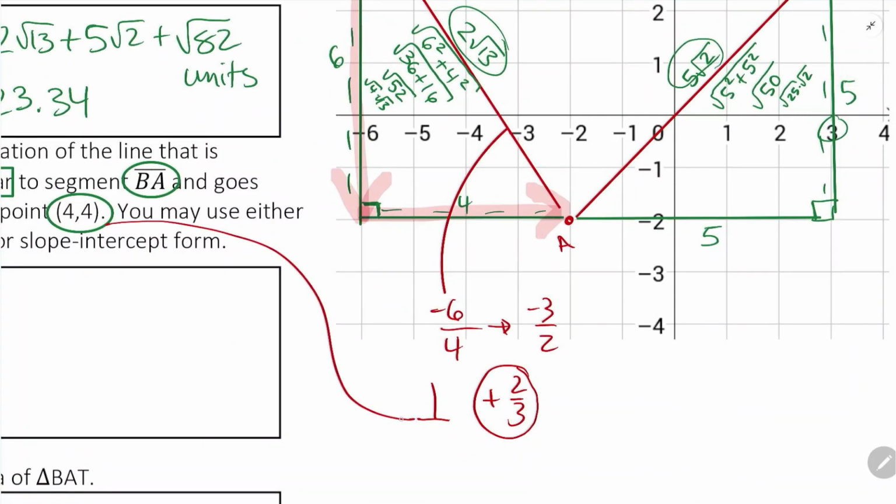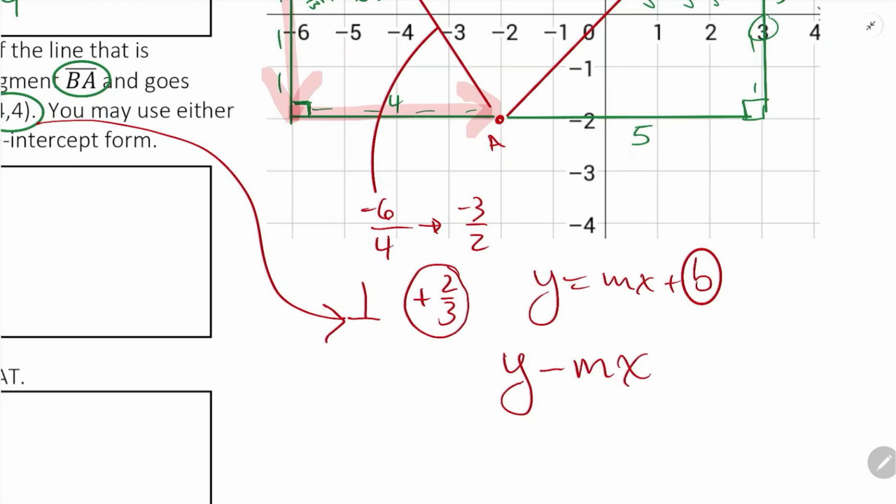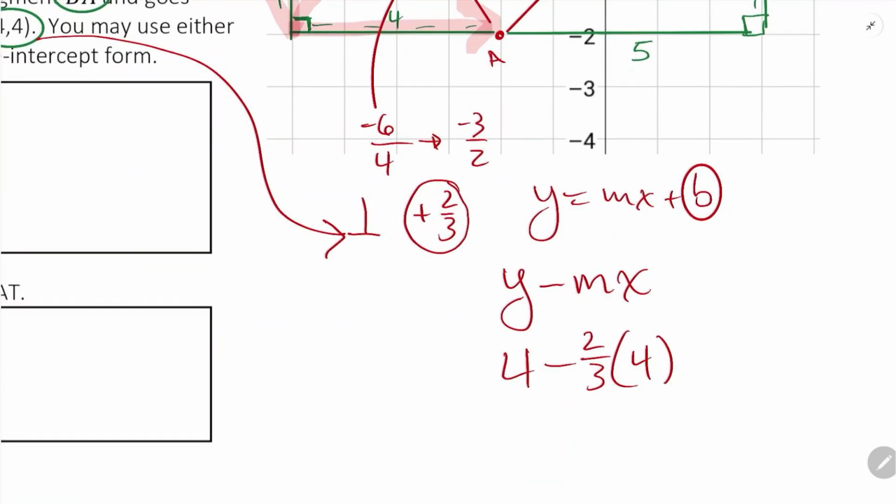So let's go ahead and figure out what the y-intercept is in this case. I'm working with y equals mx plus b, and if I'm trying to figure out what b is, I know that if I take a y value that I know and I subtract my slope times an x value that I know, I would get that value of b. So my y value is 4, and I'm just going to subtract from that 2/3 times the x value 4. I'm just plugging in x and y.